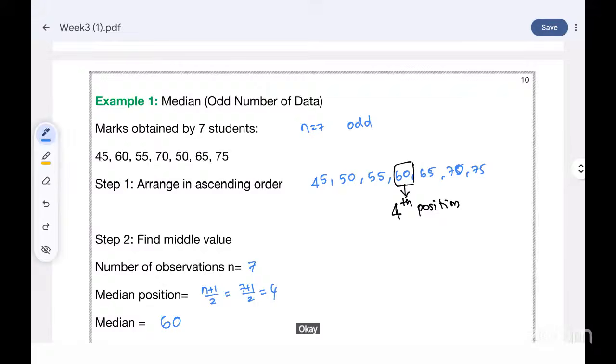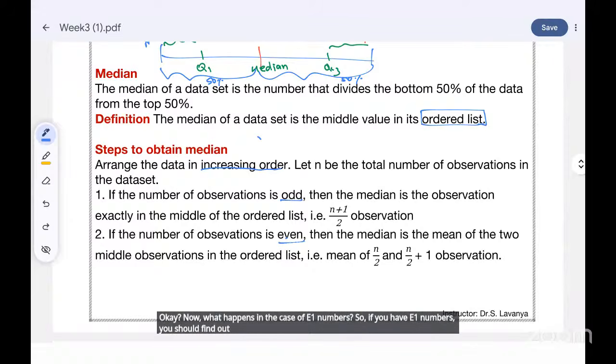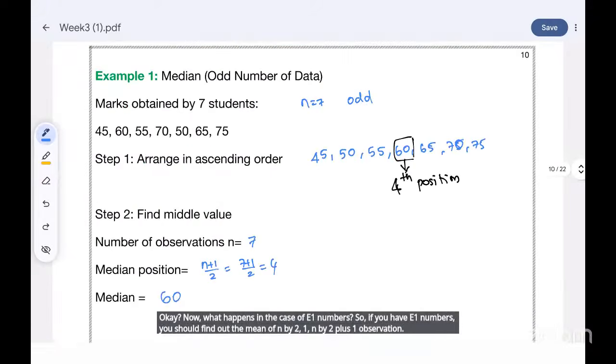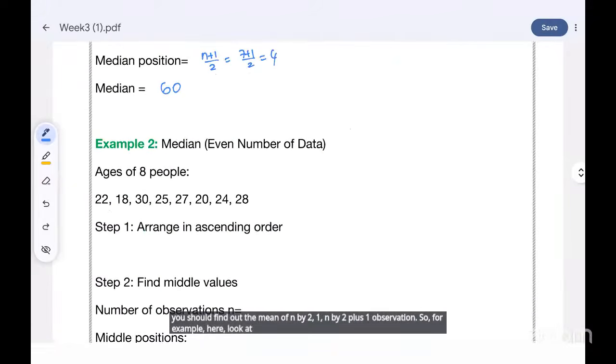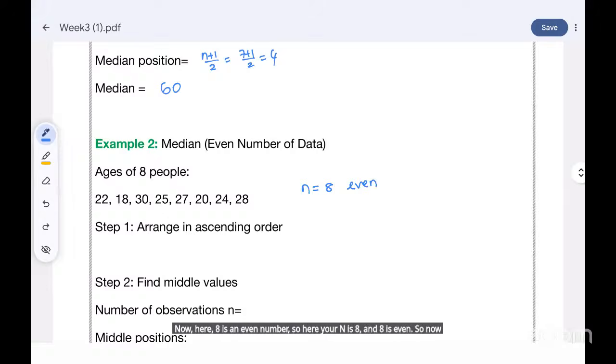Now what happens in the case of even numbers? If you have an even number of observations, you should find the mean of the n by 2 and n by 2 plus 1 observations. For example, look at this data. Now we have the ages of 8 people. Here 8 is an even number, so n is 8. Now let's arrange in ascending order. Can you tell the numbers in ascending order?